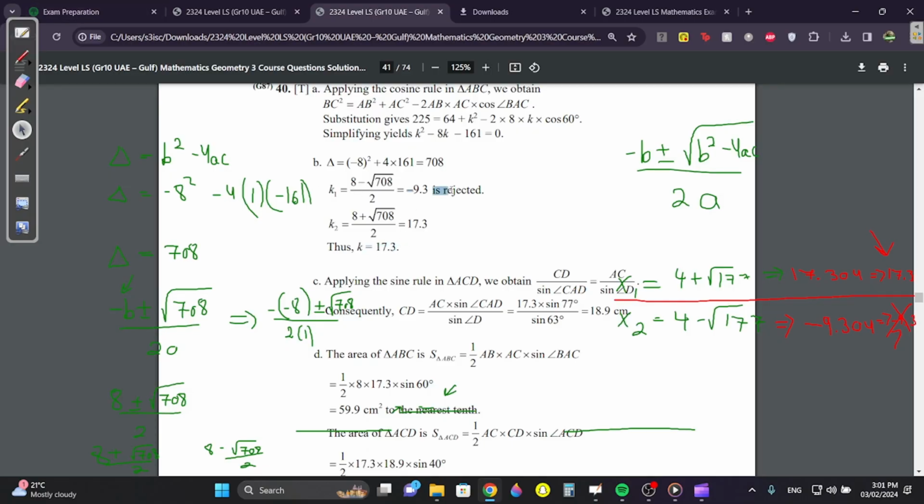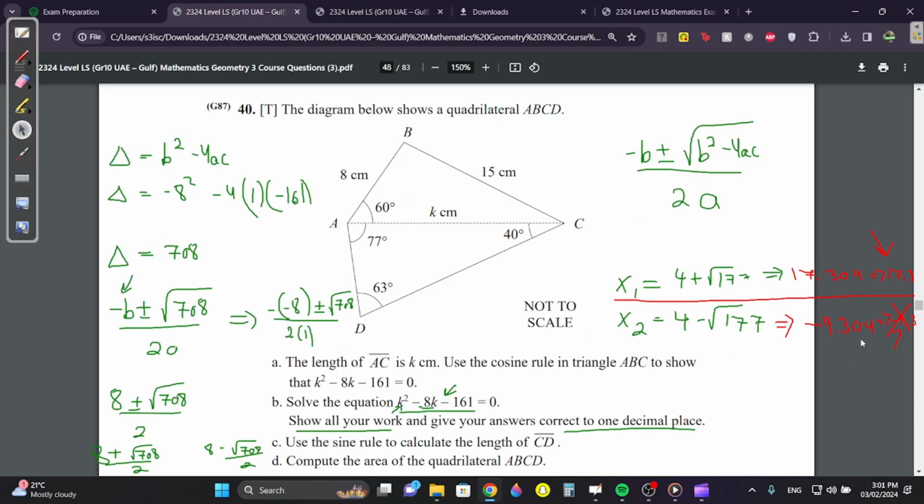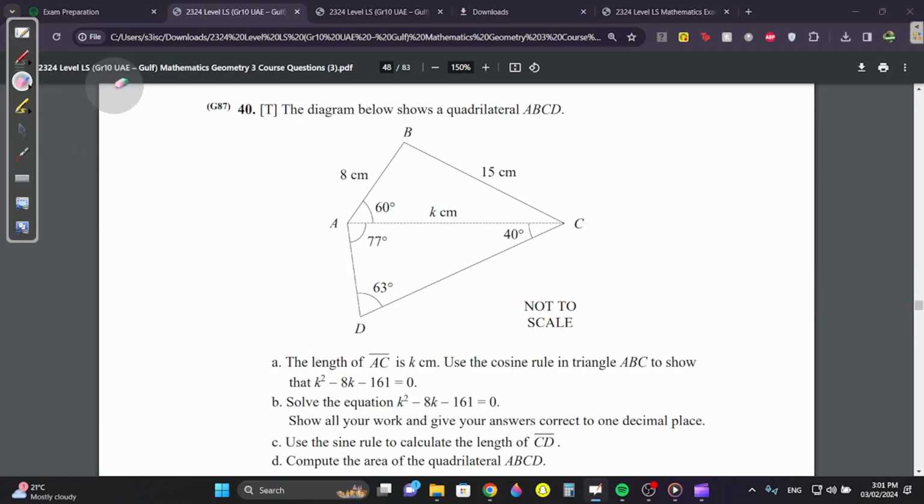Okay, you see minus 9.3 is rejected. Okay, you have to show that it's rejected. You have to say minus 9.3 is rejected. Okay, show your work, show everything, show all your steps, so the person correcting doesn't mix up. So you'll get 17.3 is your answer because minus 9.3 is rejected. Okay, part C, so let's put this as 17.3.